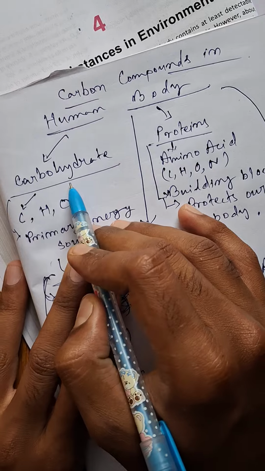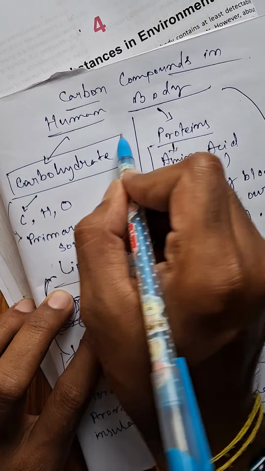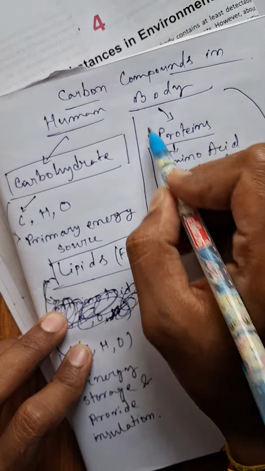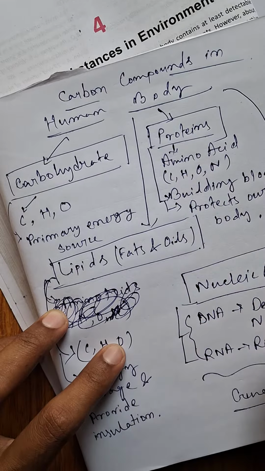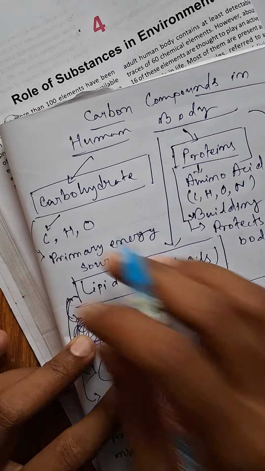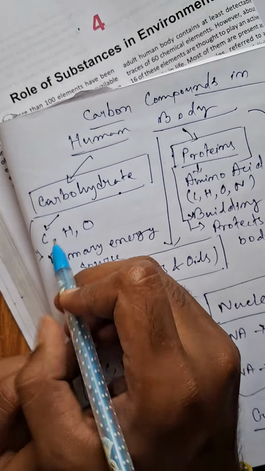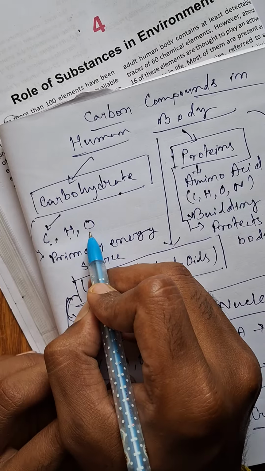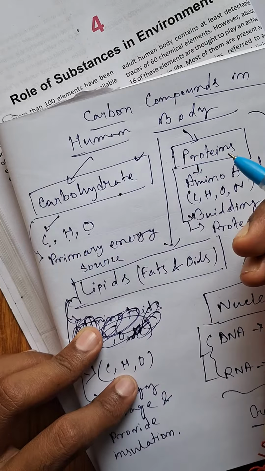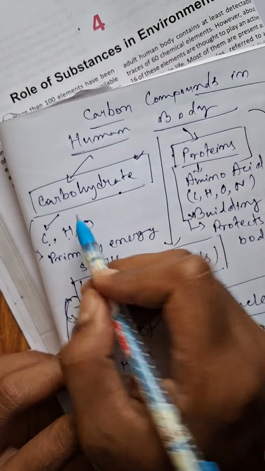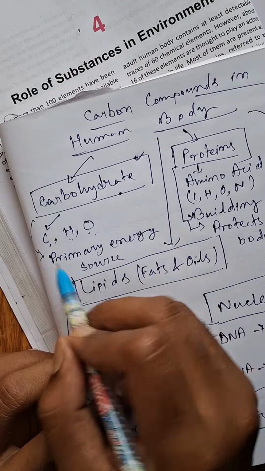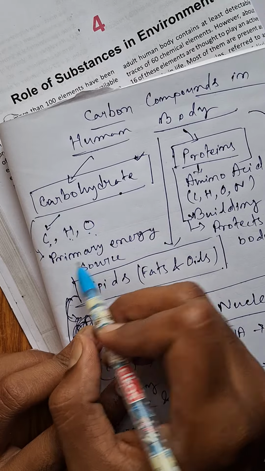First of all, it's carbohydrate. Next is lipid, you can say. Next is protein, and lastly it's nucleic acid. Okay, carbohydrate. Carbohydrate is composed of carbon, hydrogen, and oxygen. This is a very important compound in our body, which is formed by carbon, hydrogen, and oxygen. And what is the function of carbohydrate?